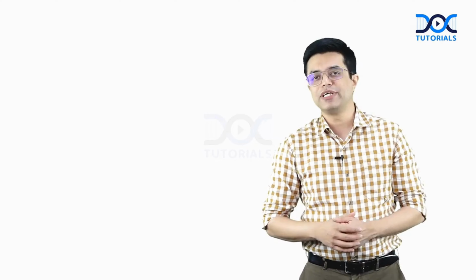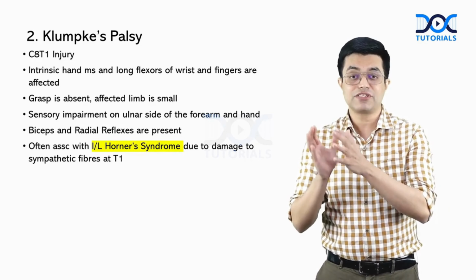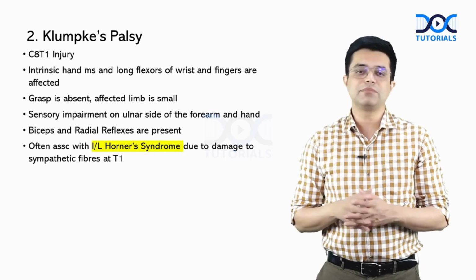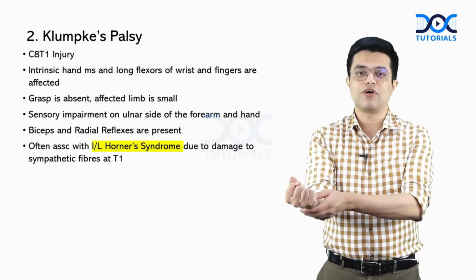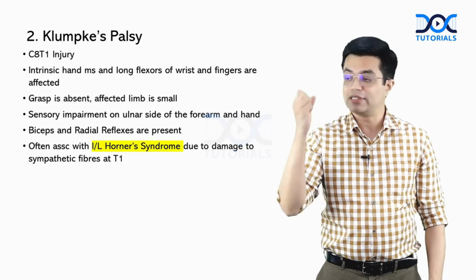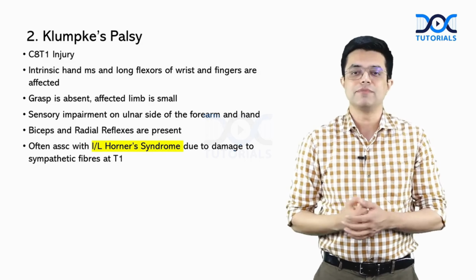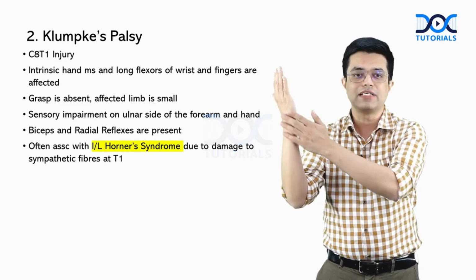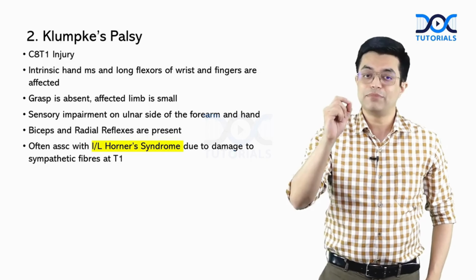The second type of injury is Klumpke's paralysis, which arises due to C8-T1 injury. It is less common, seen in less than 1% of cases. Intrinsic muscles of the hand and long flexors of the wrist and fingers are primarily affected. The hand grasp in these children is absent. The affected limb tends to become small, and there is also sensory impairment on the ulnar side of the forearm as well as the hand. The biceps and radial reflexes are normally present.